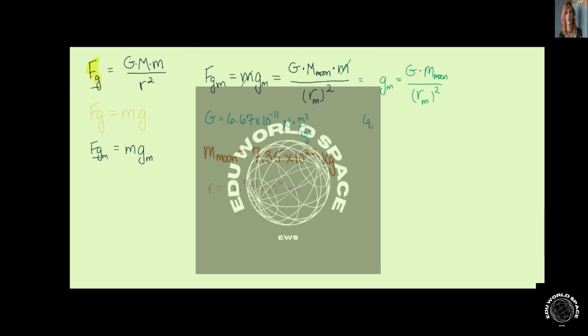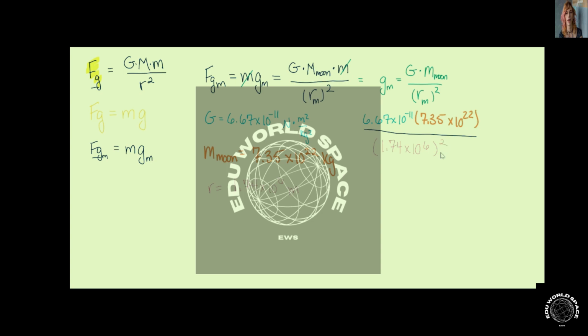So this is going to be 6.67 times 10 to the negative 11th. This is going to be multiplied with the mass of our moon, which is 7.35 times 10 to the 22nd, right? This is going to be over, once again, our radius. You already know this, the radius. It's going to be 1.74 times 10 to the 6th squared.